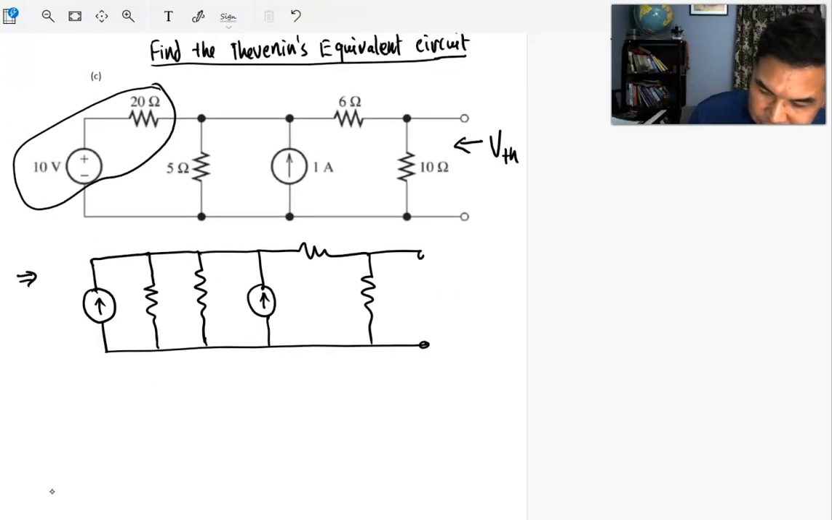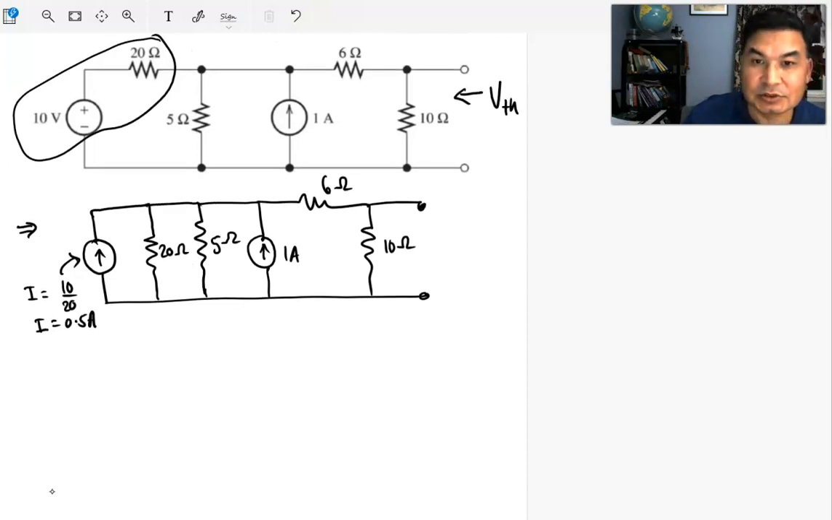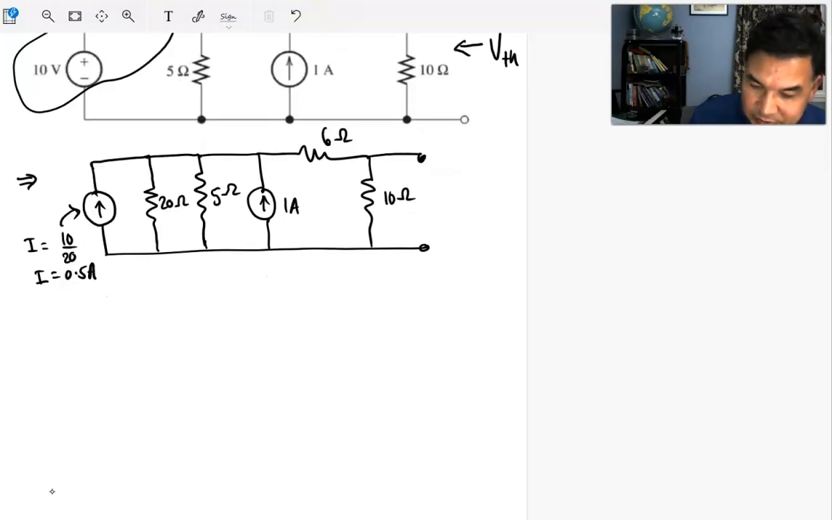So this is your 20 ohms, but how much will be the current? This current will be based on the source conversion rule. It's going to be 10 volts divided by 20 ohms, which is half an amp. And this is 1 amp, and this is the same 5 ohms, and this is the 6 ohm, and this is 10 ohms. So remember, somehow you will have to find out the voltage across the 10 ohm, and that's your equivalent Thevenin's voltage. That's what we're doing.